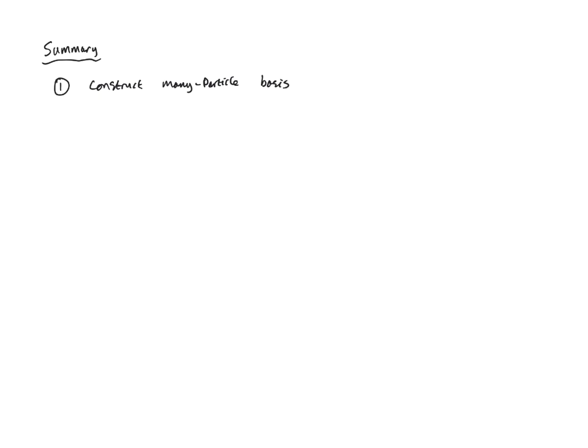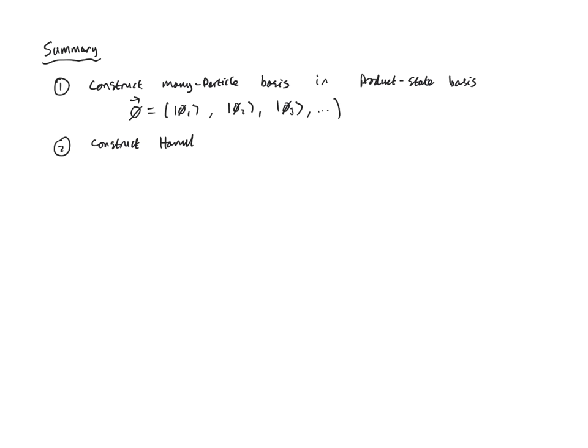And we do this in the occupation number product state basis. And with this information, we construct this vector of basis states, phi 1, phi 2, phi 3, and so on, for all of our basis states. Secondly, we construct the Hamiltonian matrix in this basis.